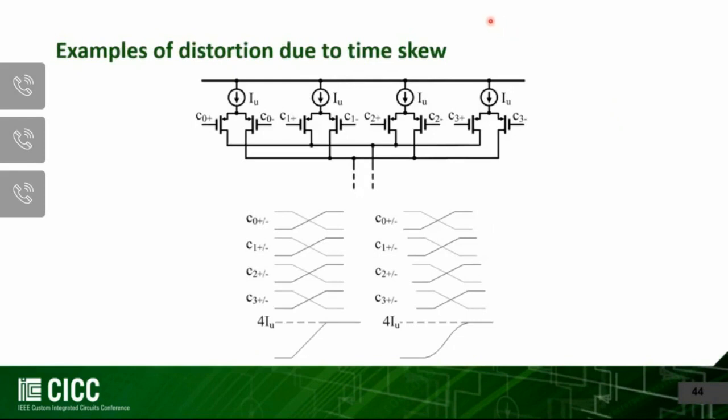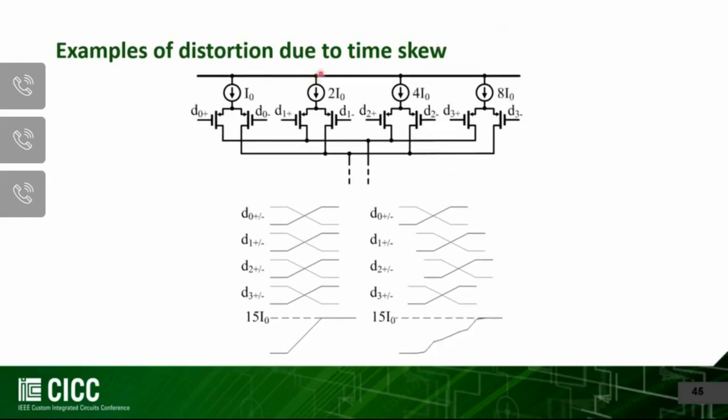Once again, let's consider four current sources in a thermometric DAC. If they all steer the current in the same direction at the same time, the output changes by four IUs in a seamless manner. That's what you see on the diagram on the left. However, if there is a gradient resulting in a gradual skew of the transition times, the transition of the output current is spread, and while the effect is clearly visible, it is intuitive that it won't result in peak distortion.